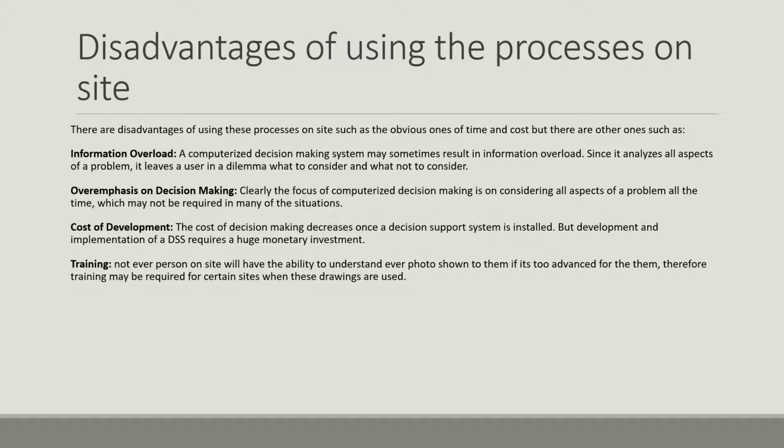The disadvantages of using the process on site. There are disadvantages to using these processes on site, such as the obvious ones of time and cost, but there are other ones such as information overload. Computerized decision-making systems may sometimes result in information overload. Since it analyzes all aspects of a problem, it leaves a user in a dilemma of what to consider and what not to consider. For people on a work site, it's confusing when you give them such high-level schematic material, and it's hard to know where the problem lies.